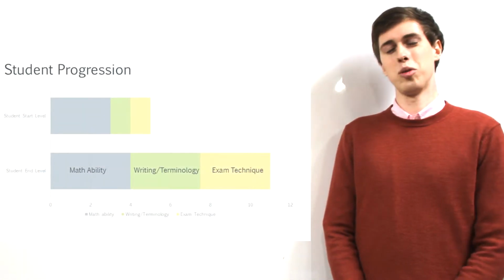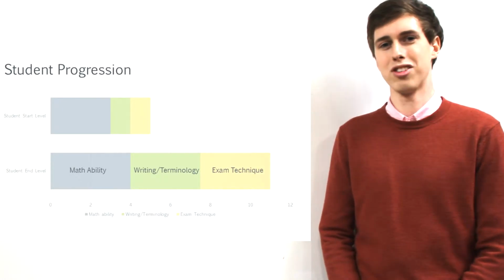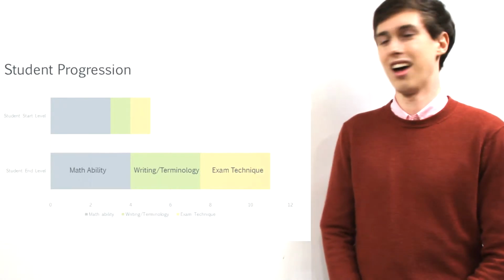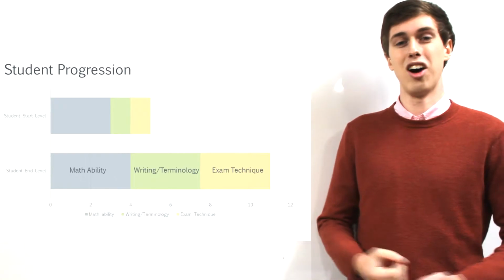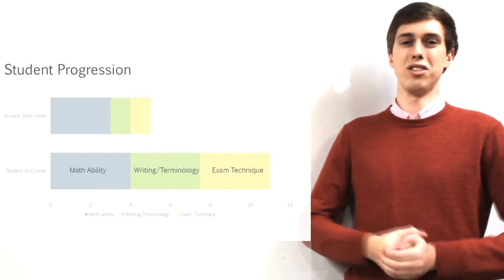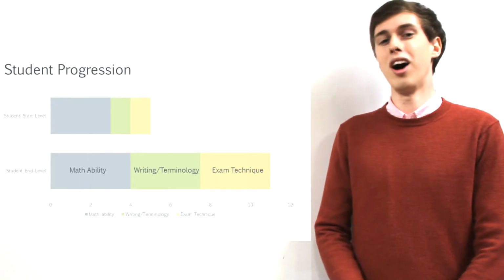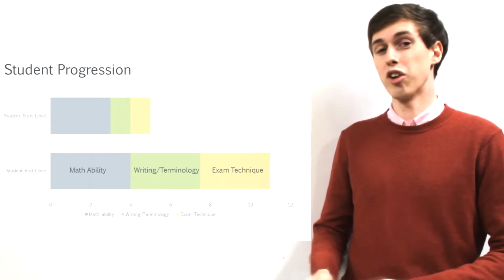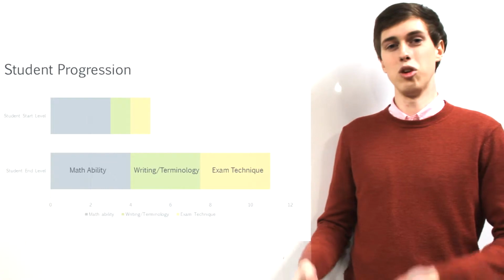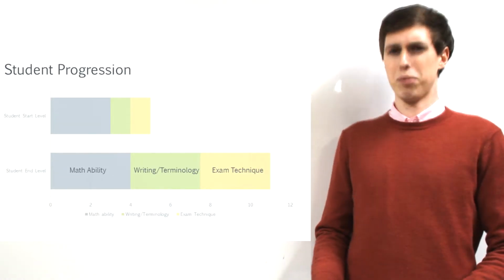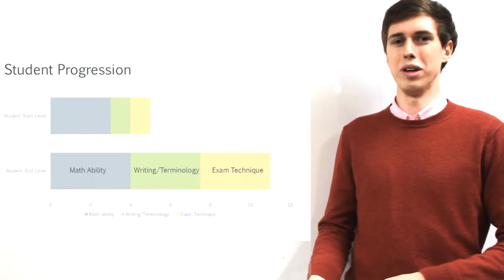Now, this shows what a typical student's progression may look like. Here they are starting our course, and typically Korean students already have a good mathematical ability. So our job here is to increase that ability by teaching the new topics or new areas they perhaps aren't so comfortable with.